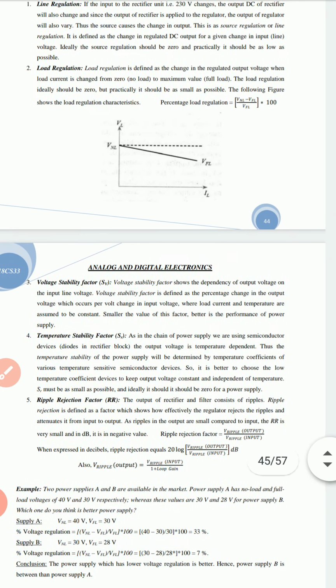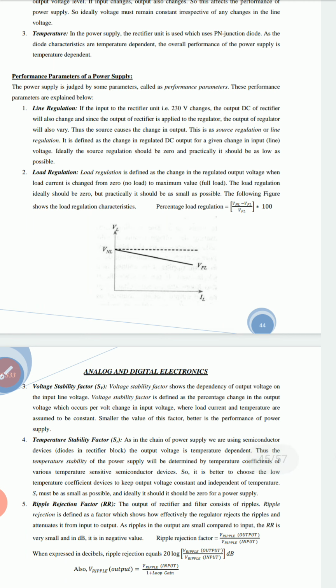Okay. The performance parameters of the power supply. The power supply is judged by some parameters called performance parameters. Okay, the first one is line regulation.